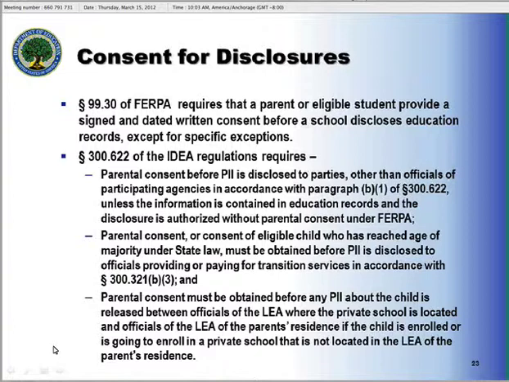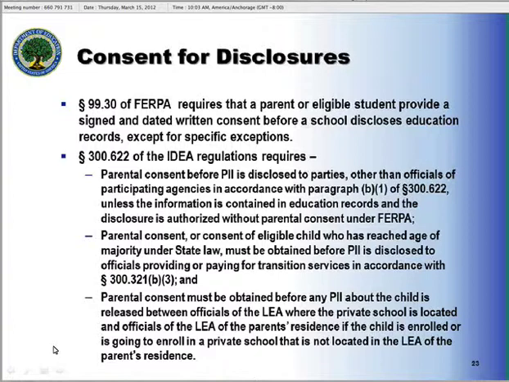The IDEA regulation also requires that if a child enrolls or plans to enroll in a private school that is not located in the LEA of the parent's residence, parental consent must be obtained before any personally identifiable information about the child is released between LEA officials where the child's parents reside and the LEA where the private school is located. This consent requirement would be particularly important if the parent is seeking equitable services for their child from the LEA where the private school is located.